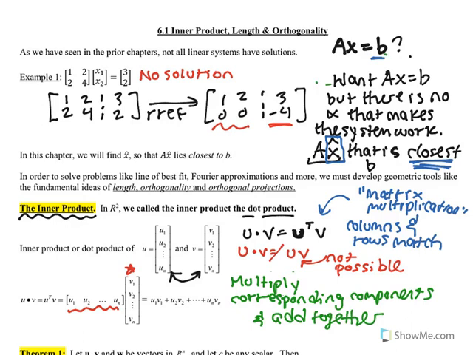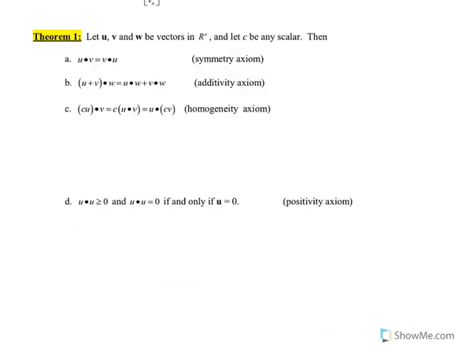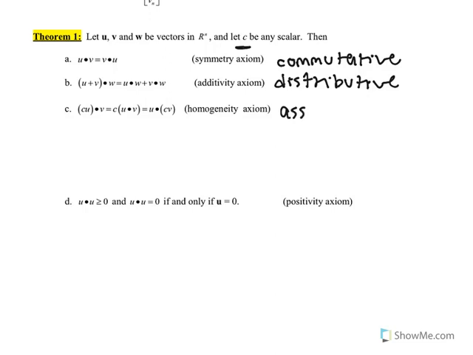Okay, and then just to review a couple of properties. So we've got the symmetry axiom where the order doesn't matter. This is the same as thinking about the commutative property. Here we've got the additivity axiom, which is basically the distributive property. And the homogeneity, meaning that c is a scalar here. This is the associative property.